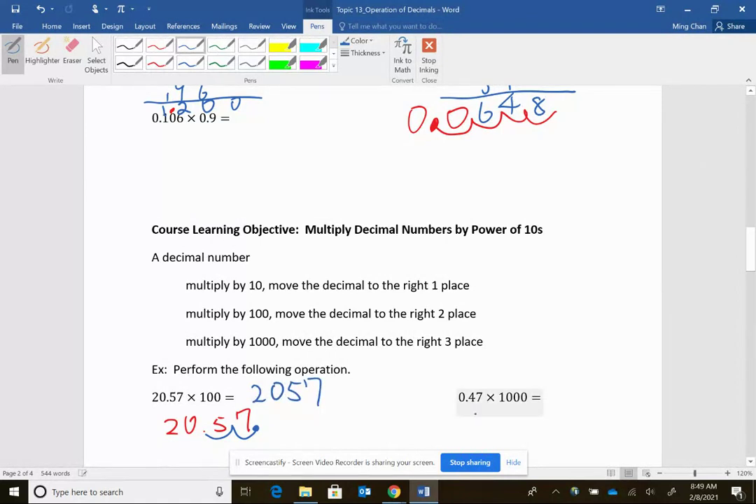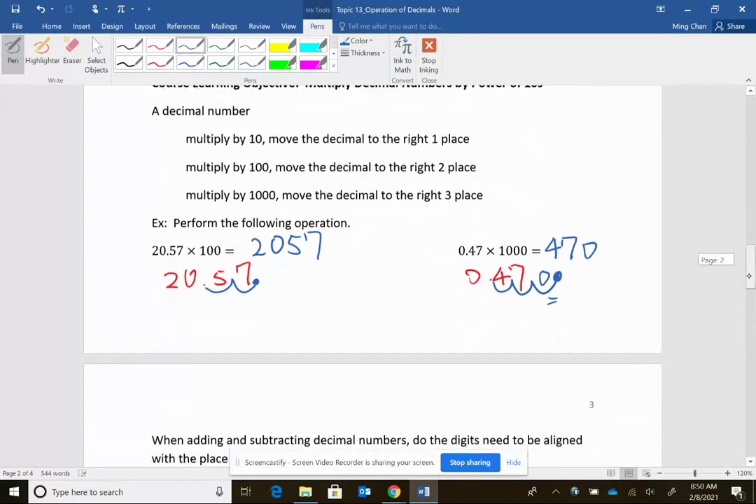Okay, real quick. 0.47 times 1,000 means move to the right 3 places. So 1, 2, 3. The decimal should be right here. So between the 7 and the decimal, there's an empty slot, and we fill it with 0. So the answer is actually 470. The decimal was in front of the 4, but now moving 3 places to the right, it becomes 470.